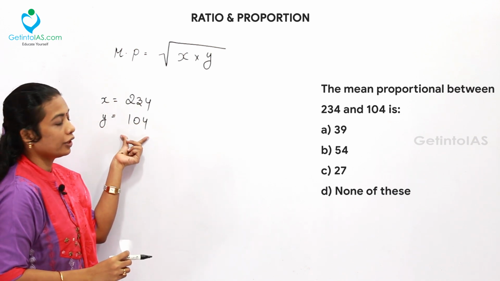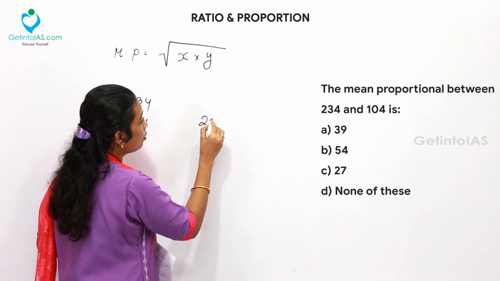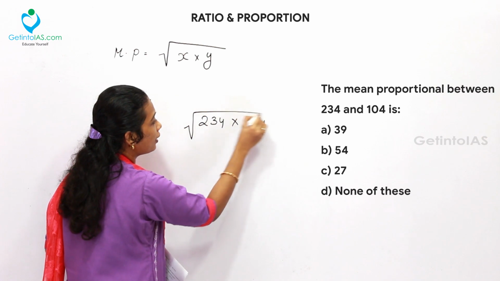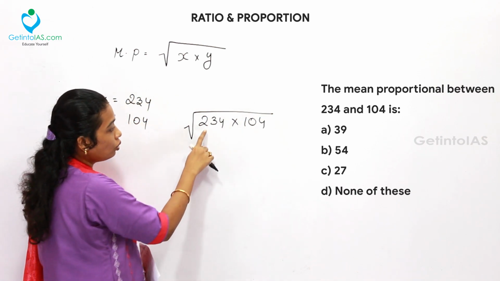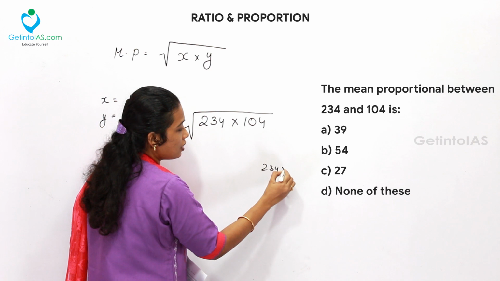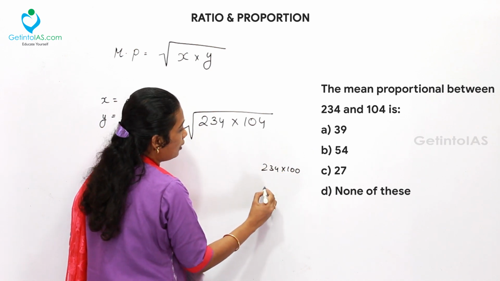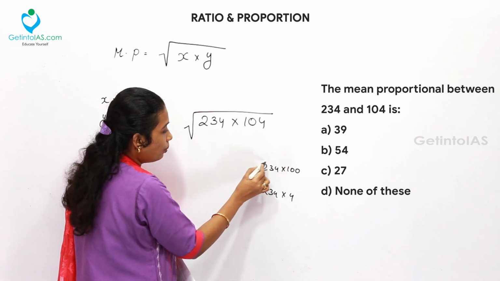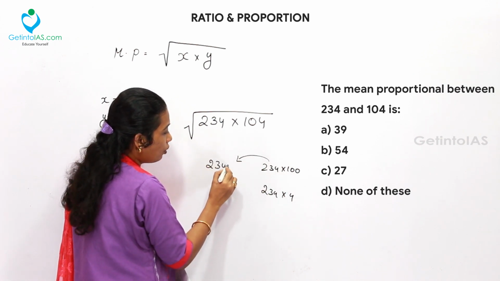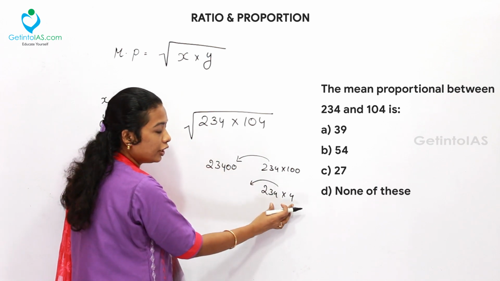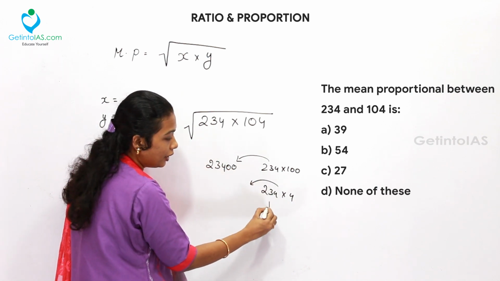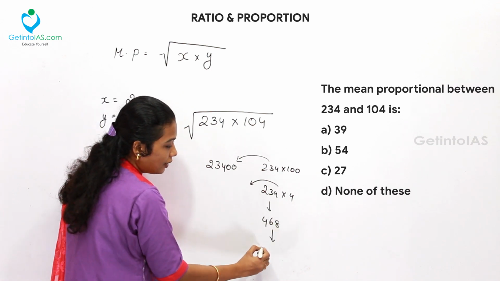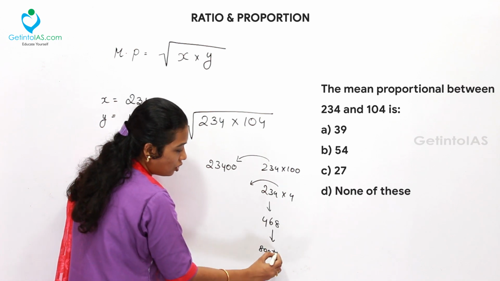First you want to take the product of these two numbers. So 234 into 104. First you solve it, then take the square root of that. 234 into 104, first I am taking 100. Then 234 into 4. What is 234 into 100? Which is going to be 23400. What is 234 into 4? First I want to double this, doubling 2 times. 234, 468. Again double it, 936.